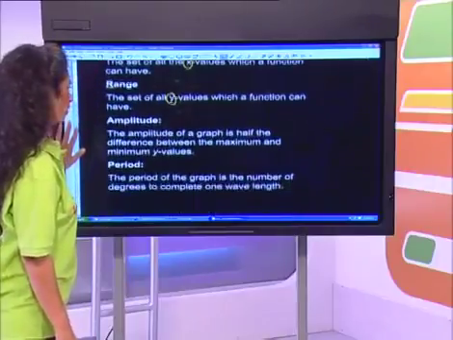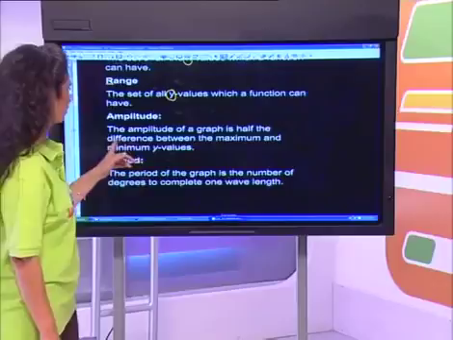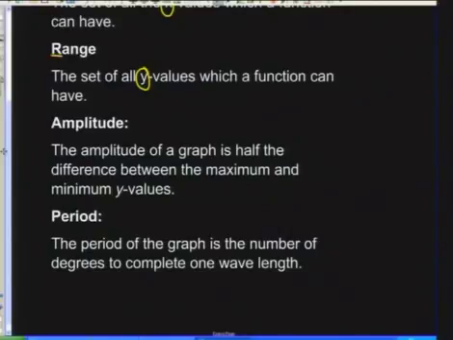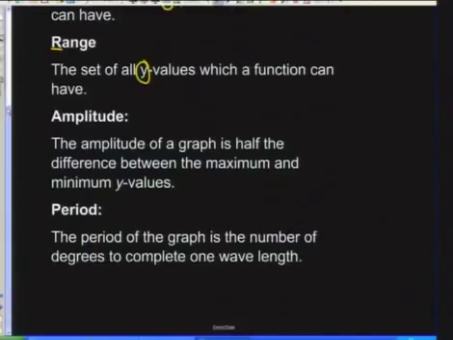The amplitude of a graph is always defined as the difference between the maximum and minimum y values. And the period of the graph, very specific definition for period. It's the number of degrees that the curve takes to complete one wavelength. So we'll look quite intensely at the period of functions.